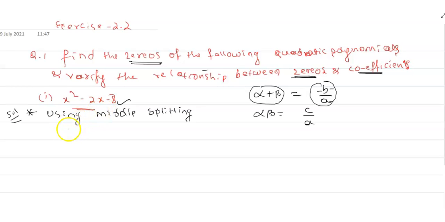So with middle term splitting, the given polynomial is x square minus 2x minus 8. This is the factorization I am doing here. So here I have 8. What I have to do first is multiply the coefficient of x square with the 8.